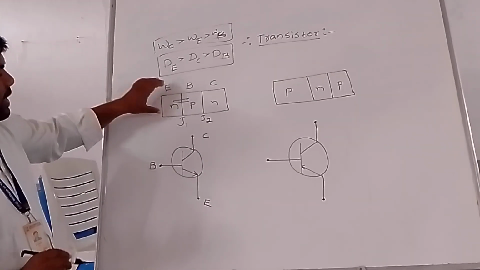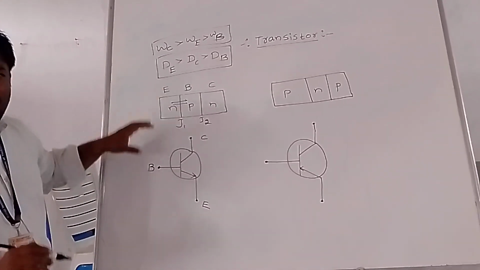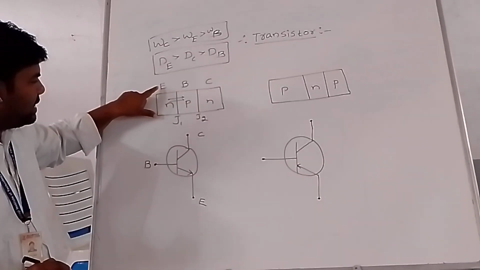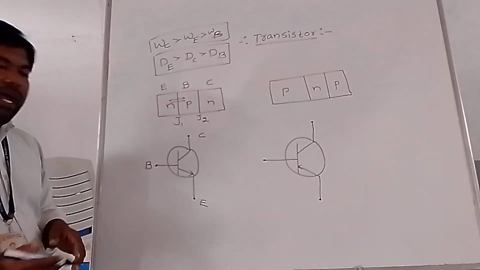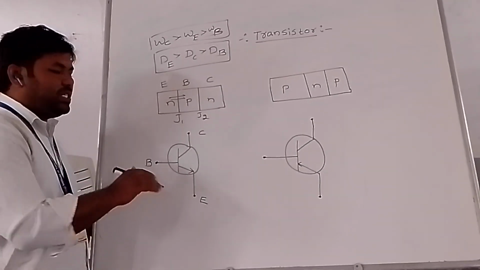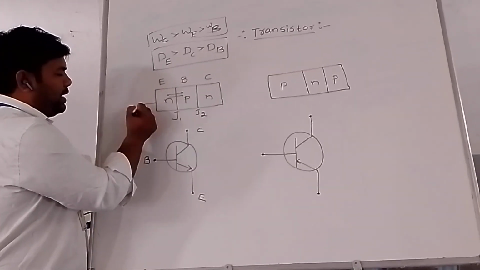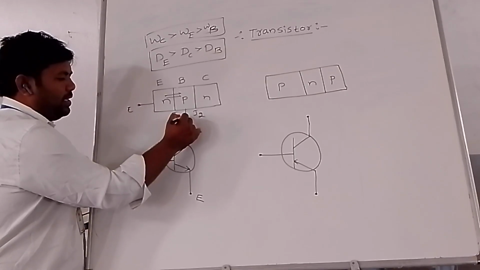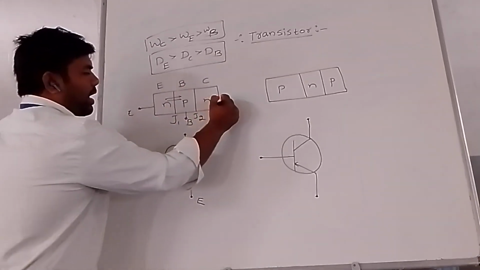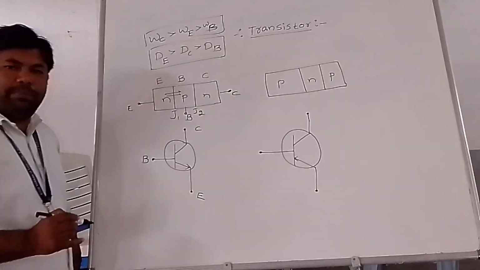So that means the NPN transistor has 3 terminals, that is emitter, base, collector, and it also has 2 junctions, that is junction 1 and junction 2. So this we call the emitter terminal, this one is the base terminal, and this we call the collector terminal.